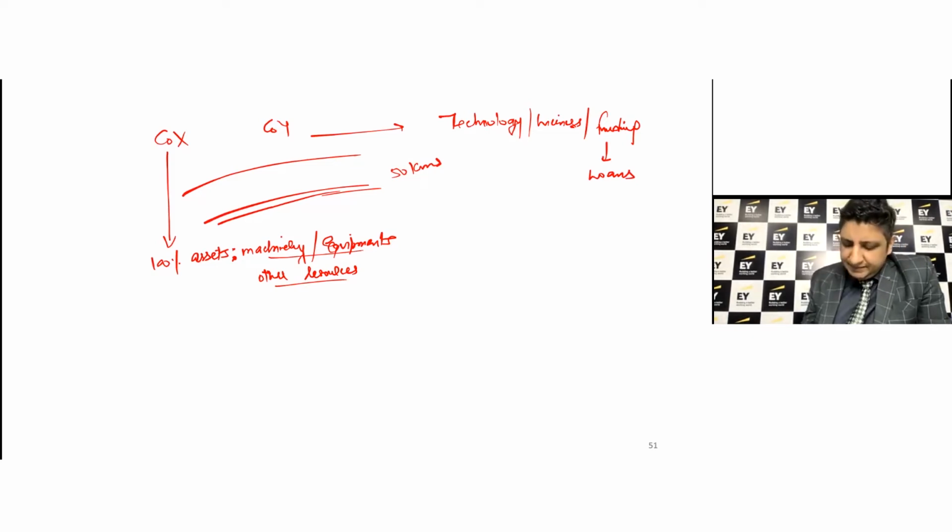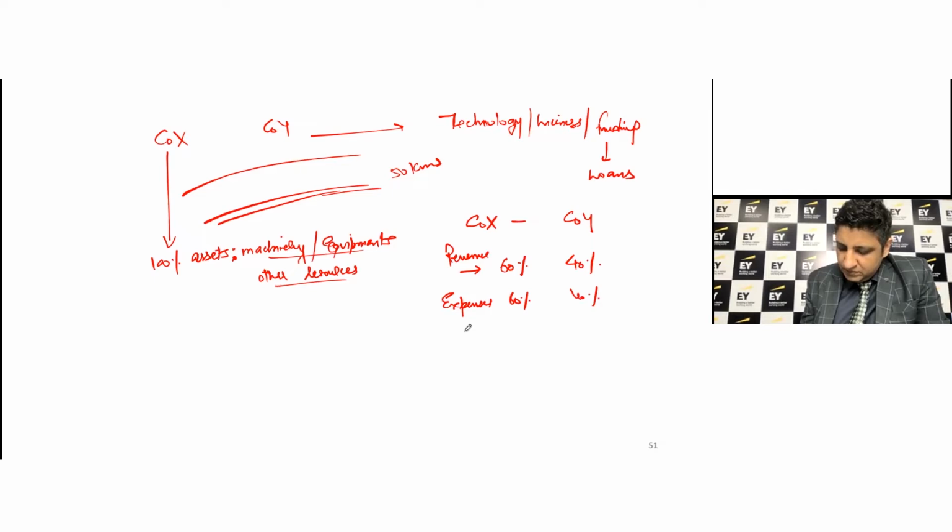Then let's say company X and company Y, with a kind of effort, mutually agree that the revenue sharing will be 60% for company X and 40% for company Y. Say for the sake of argument, expenses are also shared in the proportion of 60-40. Eventually, the profit is also shared in the proportion of 60-40.